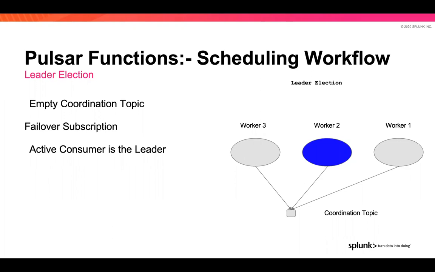So if you have multiple workers try to get a subscription to one topic, only one of those will win. And if that one ever dies, the next one in line who tried to get in will fail over and take over automatically. So it allows you to simulate leader election using an existing mechanism within Pulsar. And we just use the coordination topic to achieve that. Basically, what we're trying to do is have one worker be responsible for the scheduling of all the different function instances.